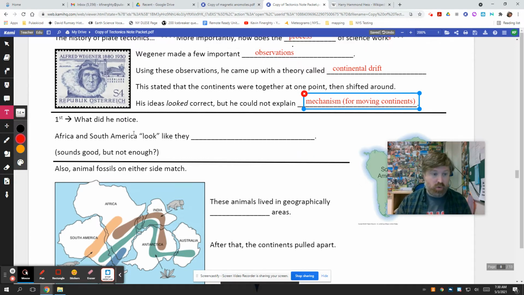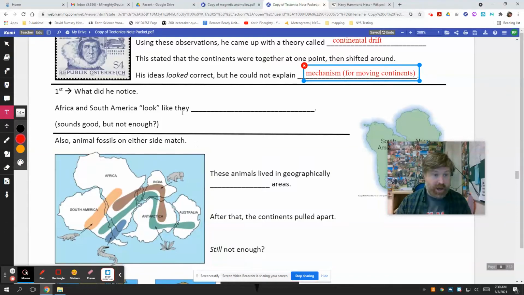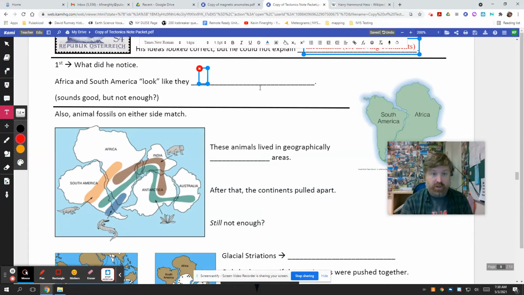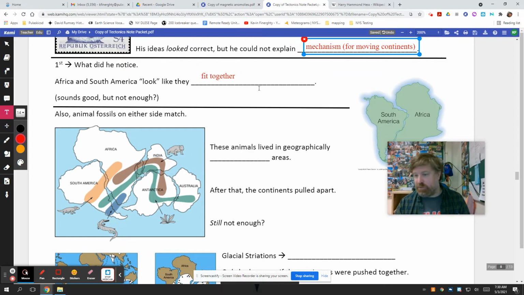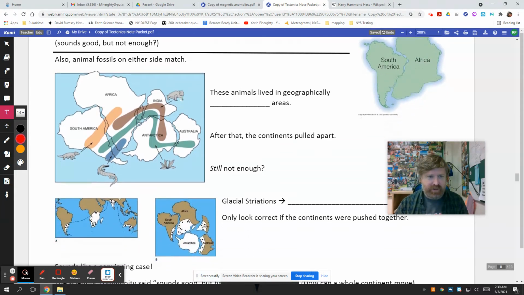Okay, so what did he notice? Africa and South America, as we just mentioned, look like they fit together. Which you could say, okay, great, but that could be coincidence. You know what I mean? That's not enough to lock it up. Is that good? Is that enough? No, not really. Also, another thing he noticed, looking at fossils, is that fossils on either side of those match.